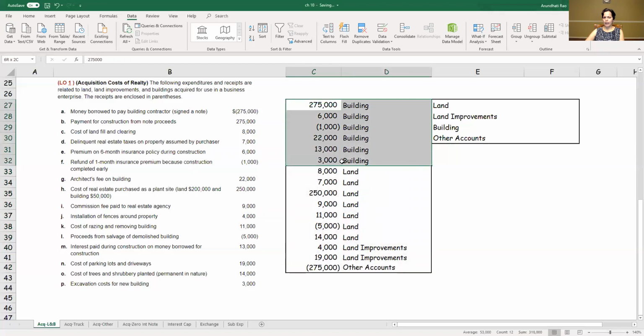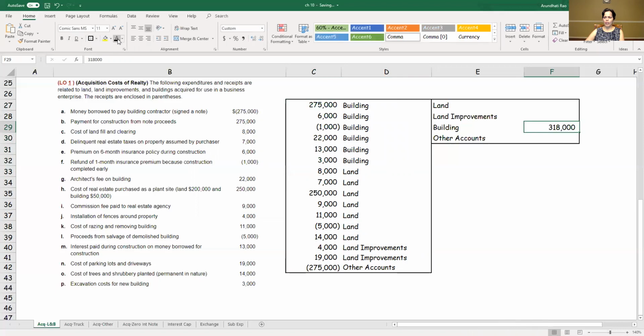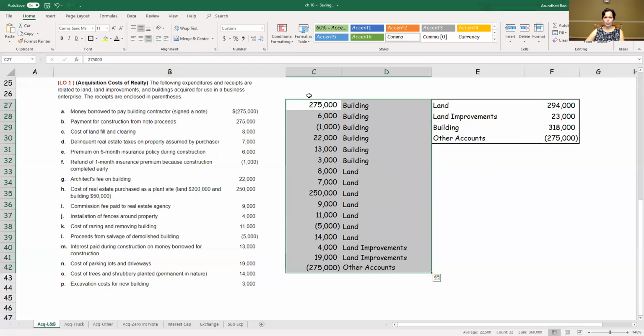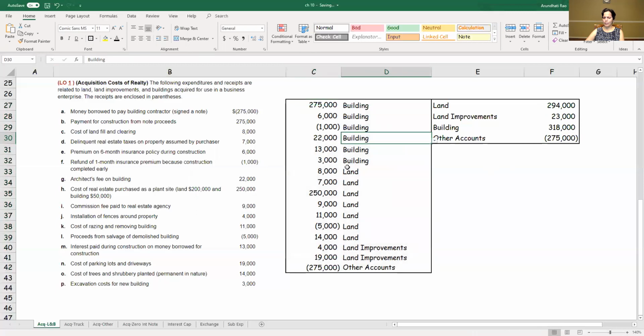So for building, the net amount is $318,000. So for building, I will write $318,000. For land, when I add up all of this, it comes to $294,000. And that's going to be land. Land improvements, there are only two, and that adds up to $23,000. And the other account, notes payable, is $275,000. Okay, so I'll leave it at this for now. We know where the numbers came from for each of these.